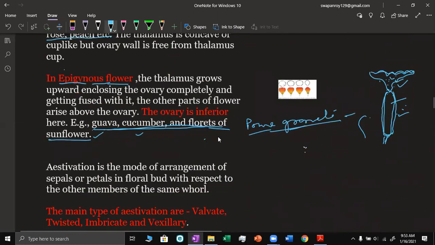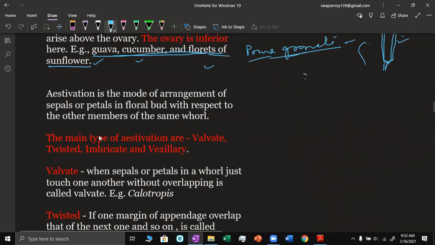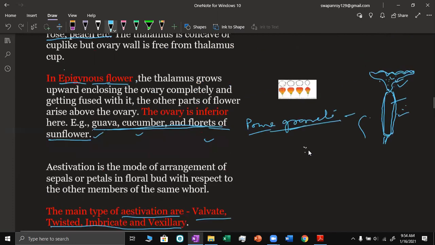So this is epigynous flowers, and then there is one thing called estivation. Estivation is the relative arrangement of the members of either the calyx or the corolla. There are several types: valvate, twisted, imbricate, and vexillary. You can see from the diagram here.